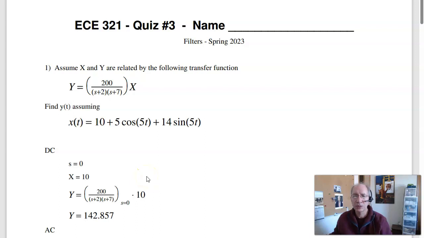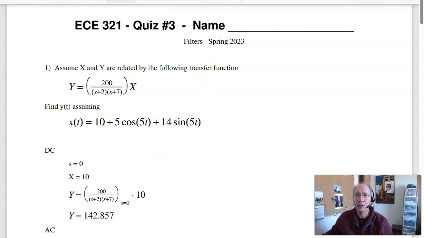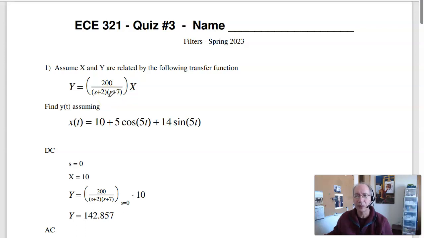Here are solutions to quiz number 3 for ECE 321. Now the first problem looks at a filter. If the input's a constant and a sine wave, what's the output? So here we use superposition.